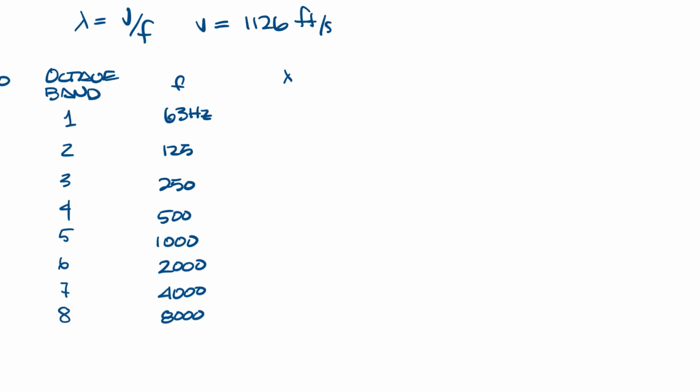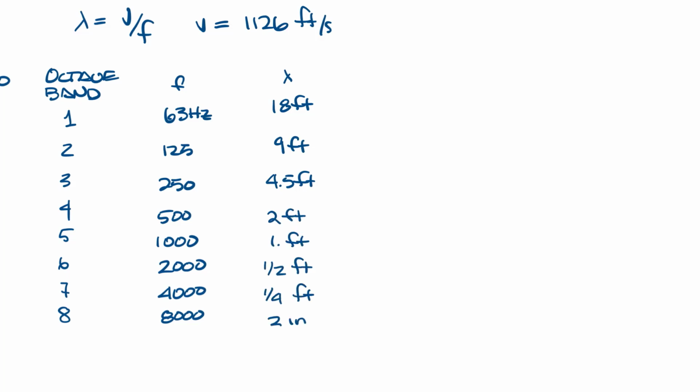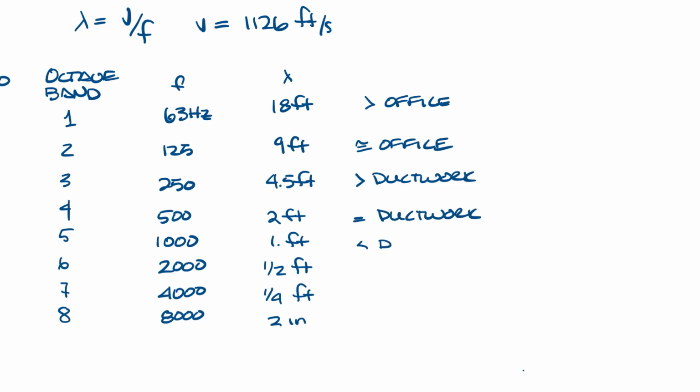So the wavelength of the first band is about 18 feet, the second band 9 feet, then 4.5, 2, 1 foot, half a foot, a quarter foot, and about 2 inches. So now, 18 feet, that's bigger than a typical office. 9 foot is about the size of an office. 4.5 foot is bigger than ductwork. 2 foot could be about the size of ductwork. 1 foot is smaller than a lot of ductwork. Half a foot is about the thickness of a wall. A quarter foot is thinner than the thickness of the wall. And 2 inches could be the thickness of liner.